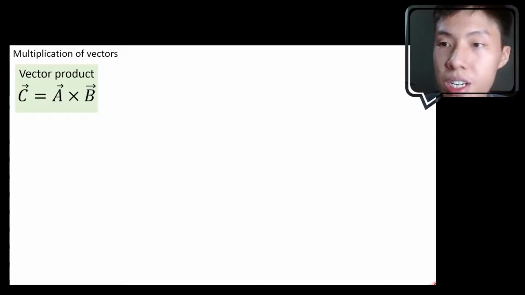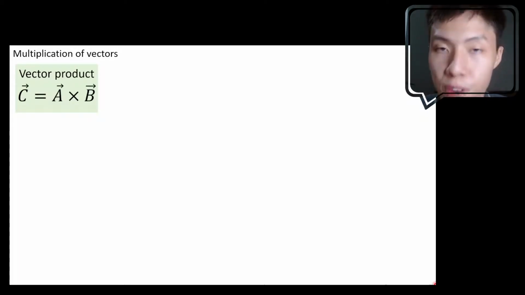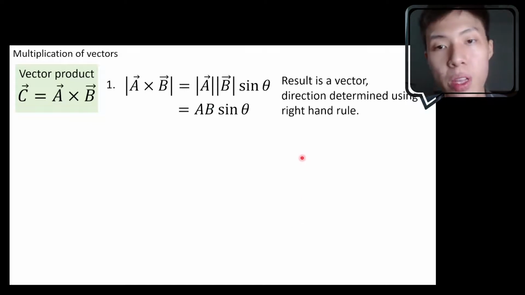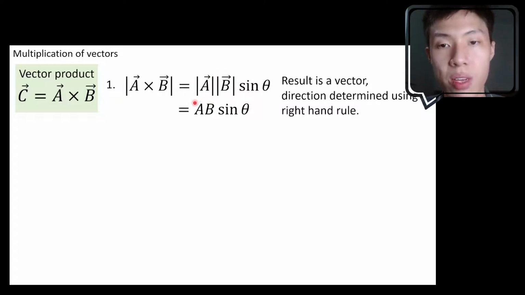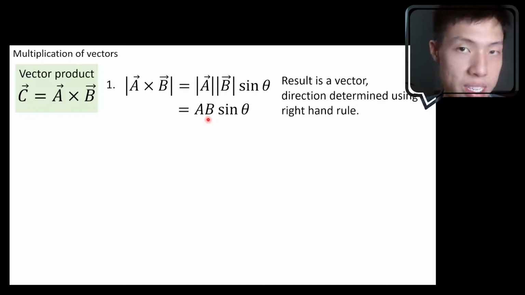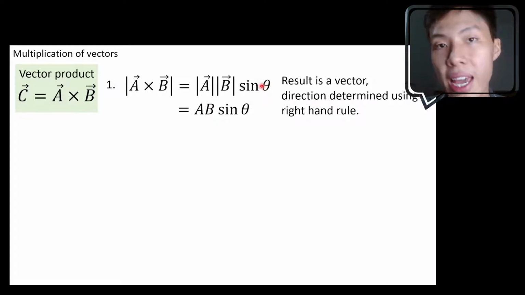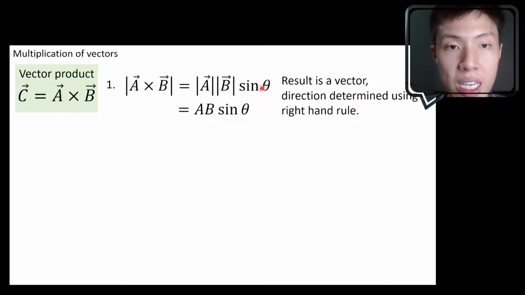Let's try to summarize what we have learned until now on vector product. First, we learned that to find the vector product of A cross B, you can just find the magnitude using AB sine theta. You can write it with the right arrow and the modular sign, or without them. Again, theta is the angle between vector A and vector B. That's the magnitude. For direction, we learned that we can determine it using the right-hand rule, which was demonstrated in the previous video.